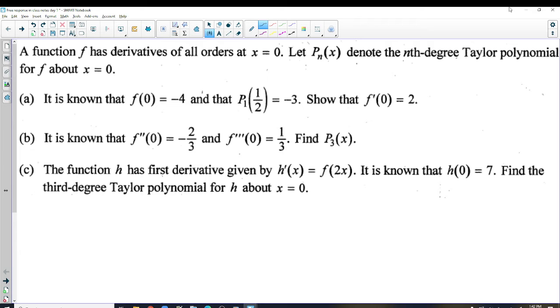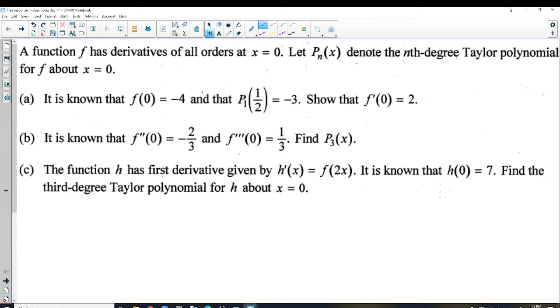So here we go. The function f has derivatives of all orders at x equals 0. Let p sub n of x denote the nth degree Taylor polynomial for f about x equals 0. It is known that f of 0 is negative 4 and that the first degree Taylor polynomial is negative 3 when we plug 1 half in. Show that the first derivative is 2.